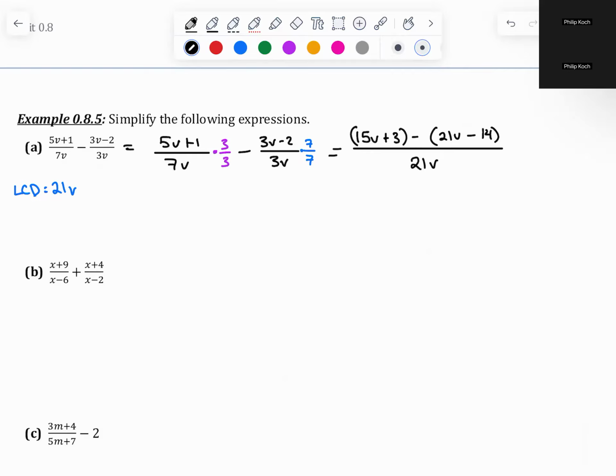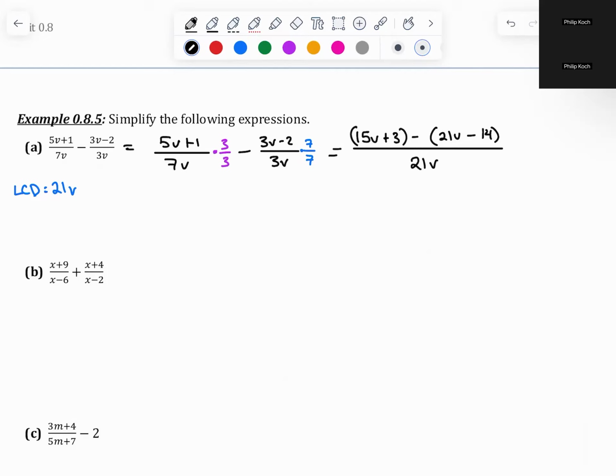Convince yourself of why this is true. I'm just trying to get the common denominator on this one. Yes, still affecting the numerator. Yes, and I'll make sure it gets distributed. The 3 in the numerator gets distributed.